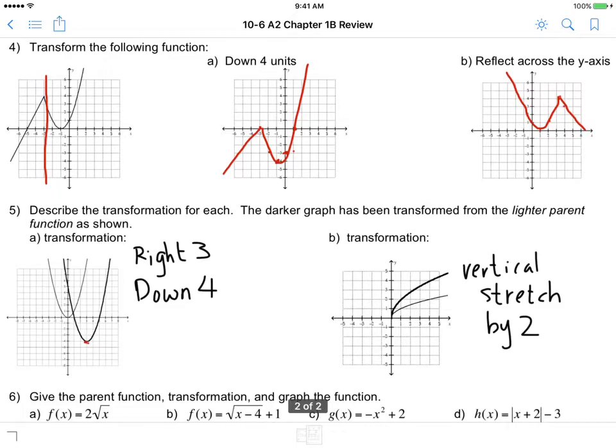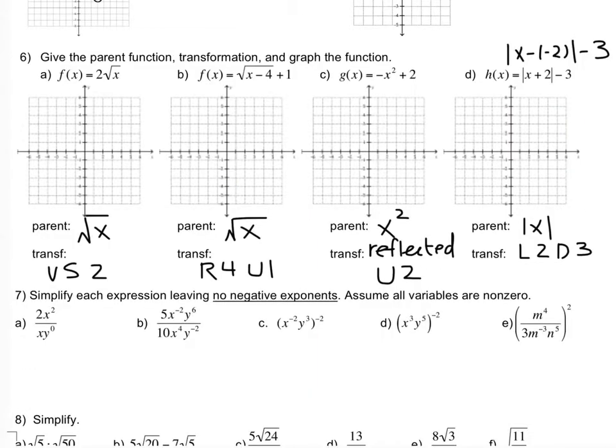Number 5, describe the transformation for each. The darker colored graph has been transformed from the lighter parent functions as shown. So letter A, transformations. So I try to show you that. Question number 6. Give the parent function, transformation, and graph the functions.